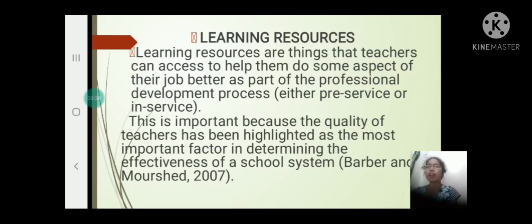So, learning resources. These resources can help the teacher improve their skills in teaching. For example, they use books, modules, and information coming from social media as their basis of information in teaching. Di ba, importante ang skill ng teacher because sila yung nagiging basis ng rating ng isang school.